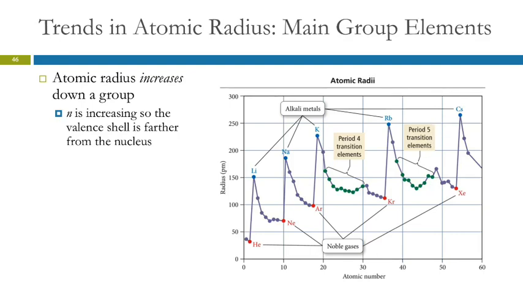So cesium down in period 6 has its valence electron in the 6th principal energy level. Rubidium's is in the 5th principal energy level, right? So this is going to be further away from the nucleus than this one, the electron, and so the atom is larger.